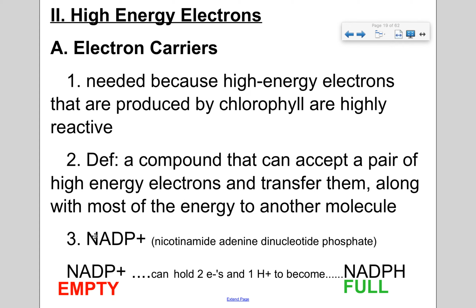So one example of an electron carrier found in the process of photosynthesis is NADP+, which stands for nicotinamide adenine dinucleotide phosphate, which, as you can see, is a total mouthful. So we're just going to call it NADP+. Now, NADP+ is empty. It's not carrying any electrons. But when it does pick up 2 electrons from the excitation from a photon, it becomes NADPH. So it can hold 2 electrons and a proton to become NADPH. And this means that it's carrying these high-energy electrons to allow us to do work.